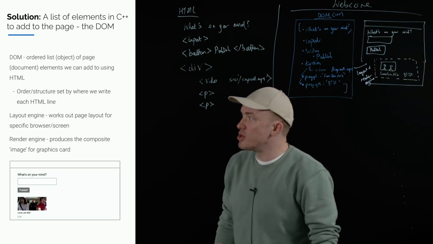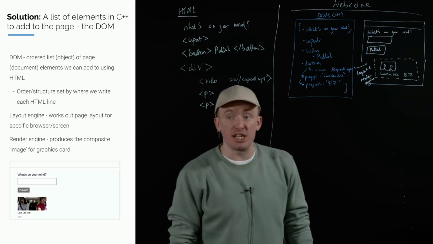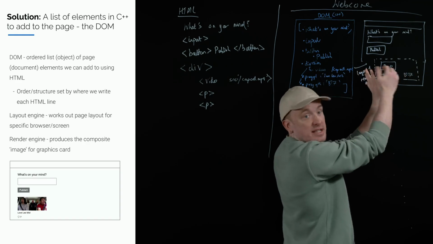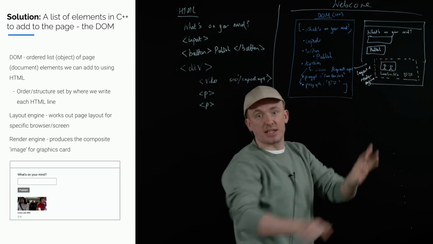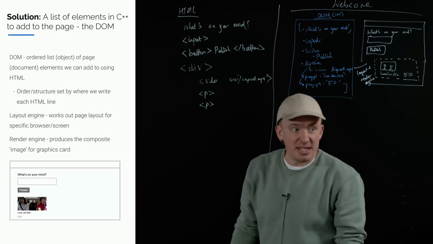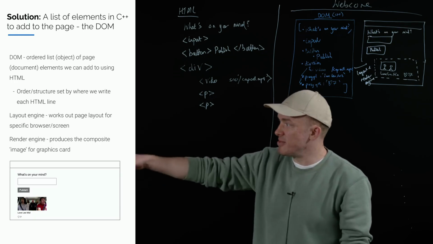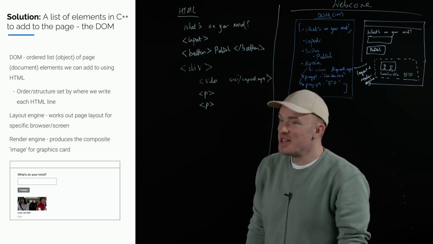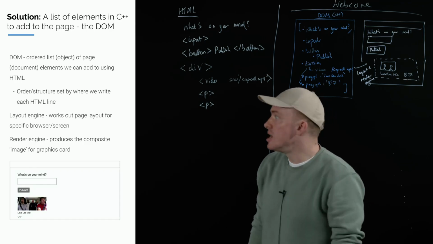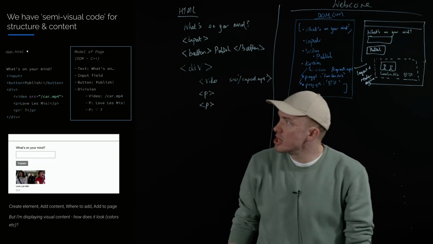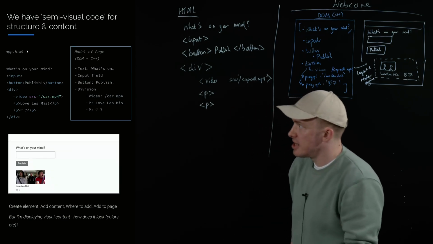And then the render engine produces a composite image, joins up all these elements, puts it literally into a bitmap, rasterizes it, turns it into a list of pixels, and then pings it out 60 times a second. That's it for the graphics card. People, there's my beautiful page. That's it, people. So, we are blessed to have had this semi-visual code for structure and content.